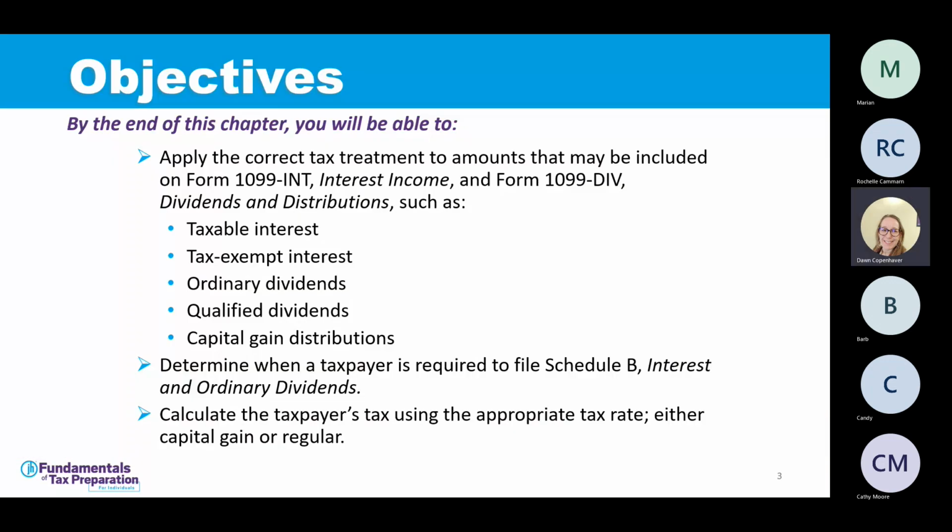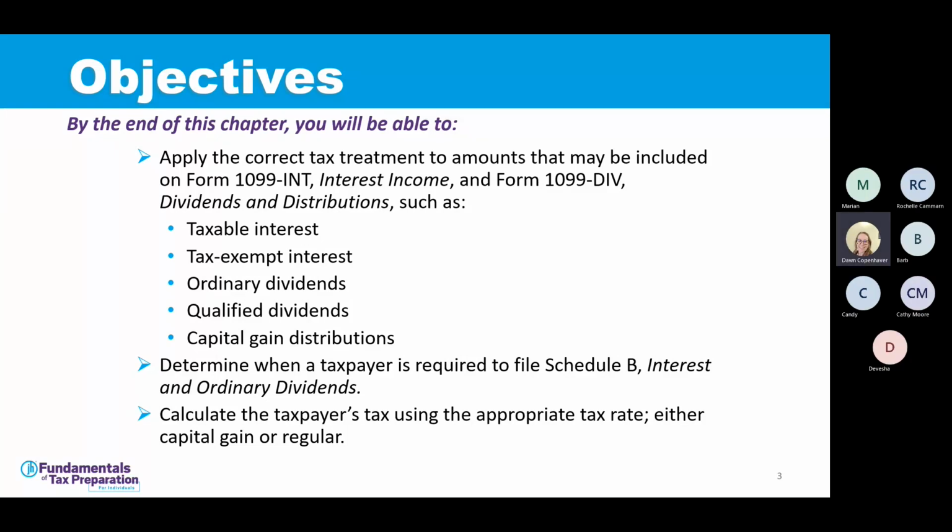Okay, so what will we learn in chapter 7, interest and dividends? We will learn how to apply the correct tax treatment to the amounts that are reported on Form 1099-INT or Form 1099-DIV, dividends and distributions. The type of income that's generally reported on these forms is taxable interest, ordinary dividends, qualified dividends, and capital gain distributions. We will figure out when a taxpayer is required to file Schedule B, interest and ordinary dividends, and how to calculate the right tax rate depending on whether it's a capital gain or if it's just ordinary income.